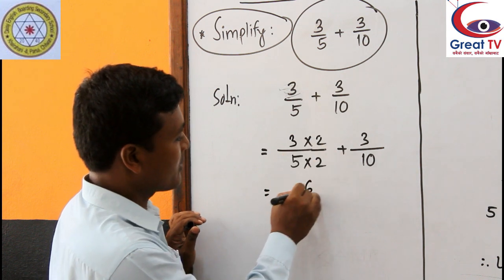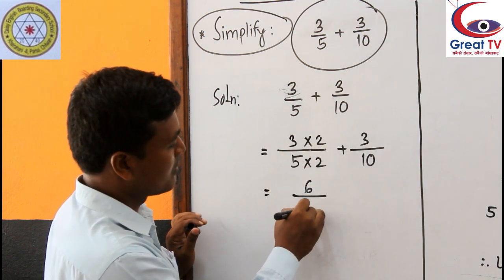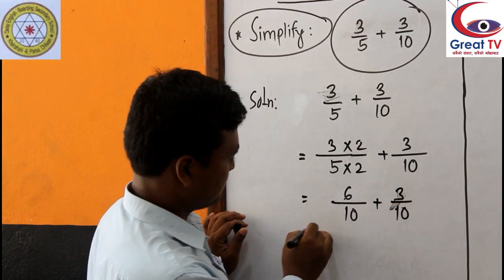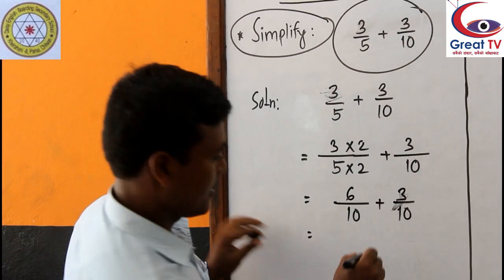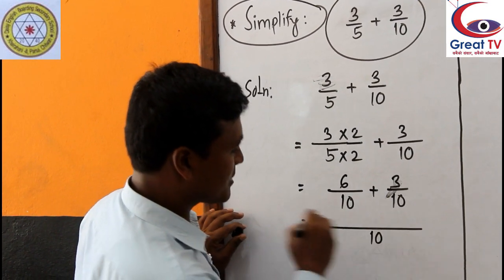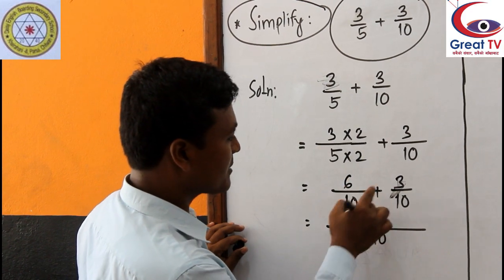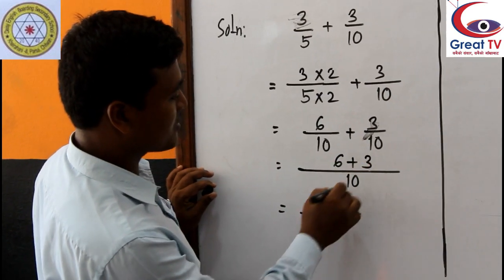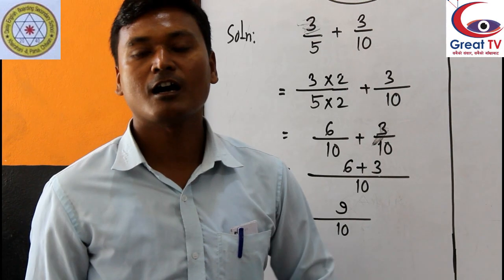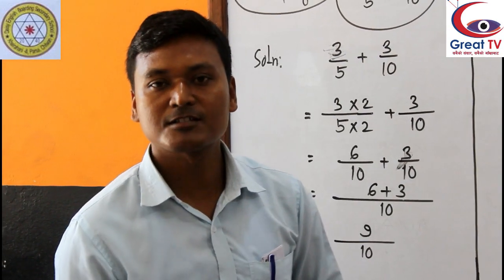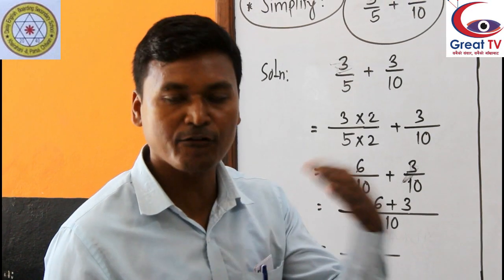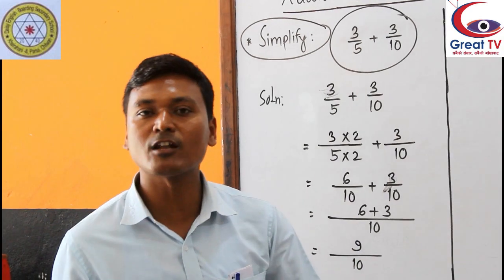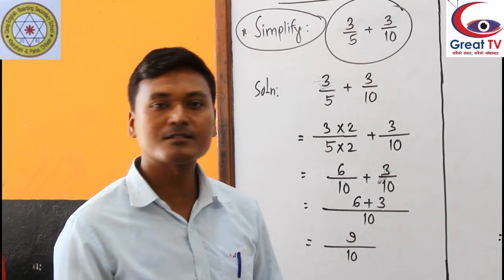So 3 2s are 6, 5 2s are 10, plus 3 by 10. Now the denominators became same. After this we can take a single denominator, then simplify the numerators, 6 plus 3, over 10. 6 plus 3 is 9. Then I have already told you in our previous class, the answer of a fraction must be written in simplest form. 9 upon 10. And how to reduce we did already. 10 is divisible by 2, 9 is divisible by 3 only.